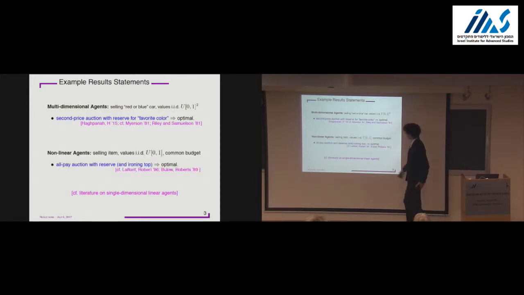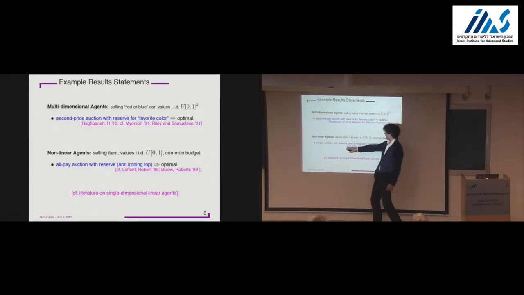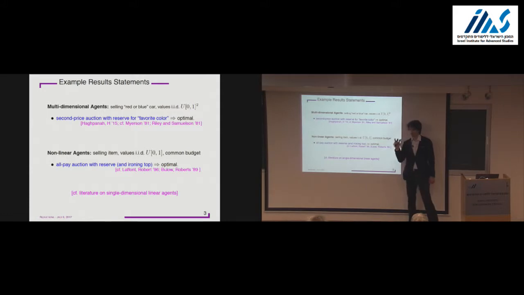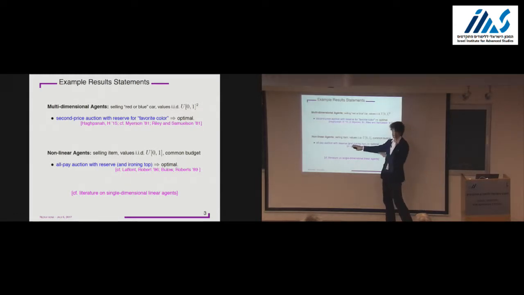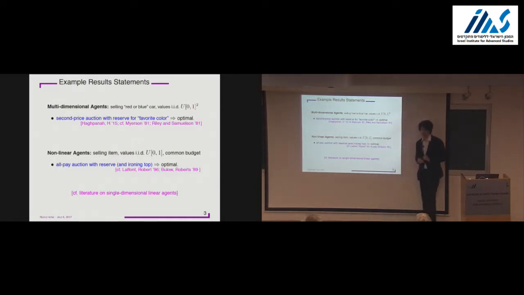For nonlinear agents, a canonical example I'm going to be looking at is values uniform [0,1], and there's a common budget for the agents. Then the optimal mechanism is the all-pay auction with a reserve where you iron the top interval of types. The highest types all get ironed and they pay their budget. The middle types will be competing for the good, and the lower types are reserve priced out. Actually, in an all-pay auction, the agents will automatically iron the top, so you don't have to do anything. They're not going to bid more than their budget. So that's the optimal auction.